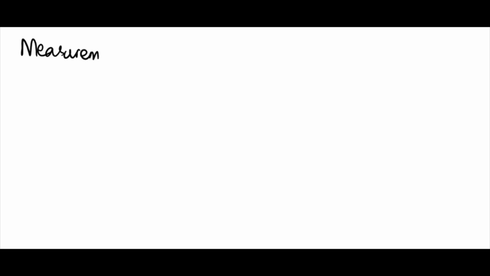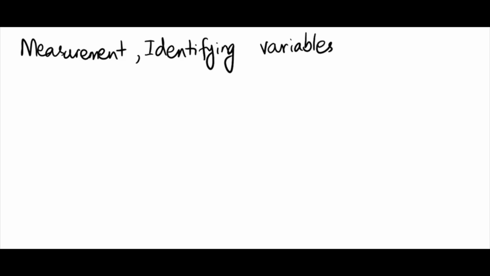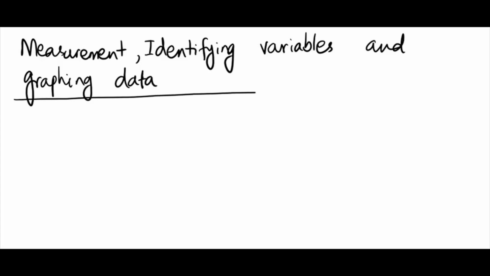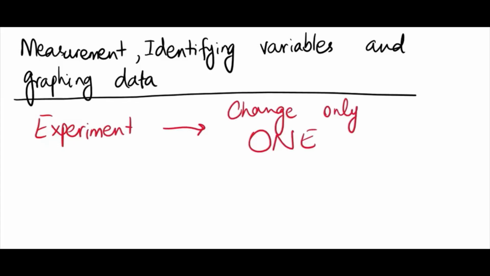Look at how to measure stuff in physics, identify the variables, and also graph the data. So when you do an experiment, you can only change one variable or one factor at a time.